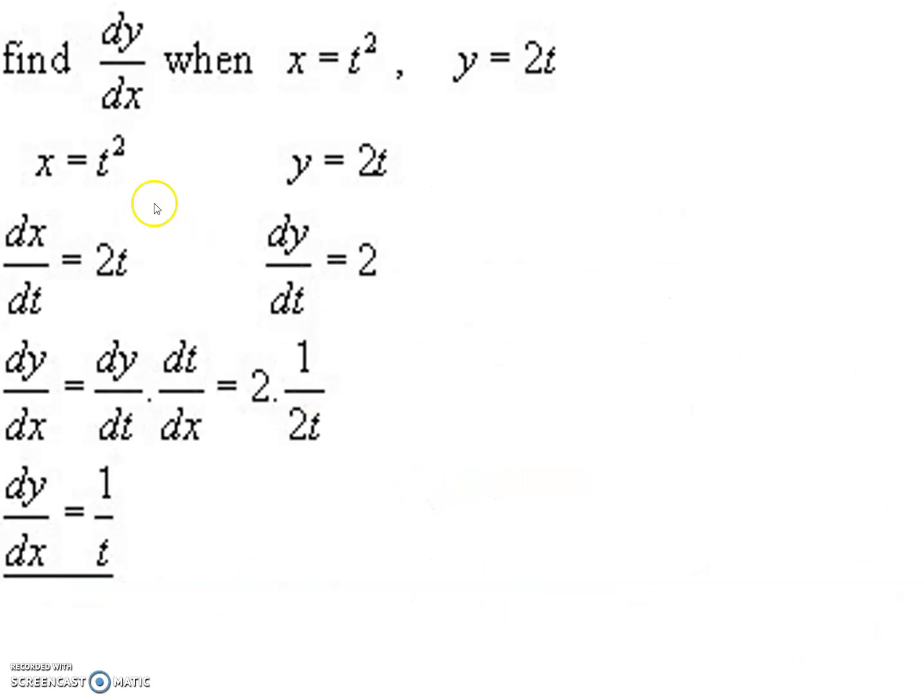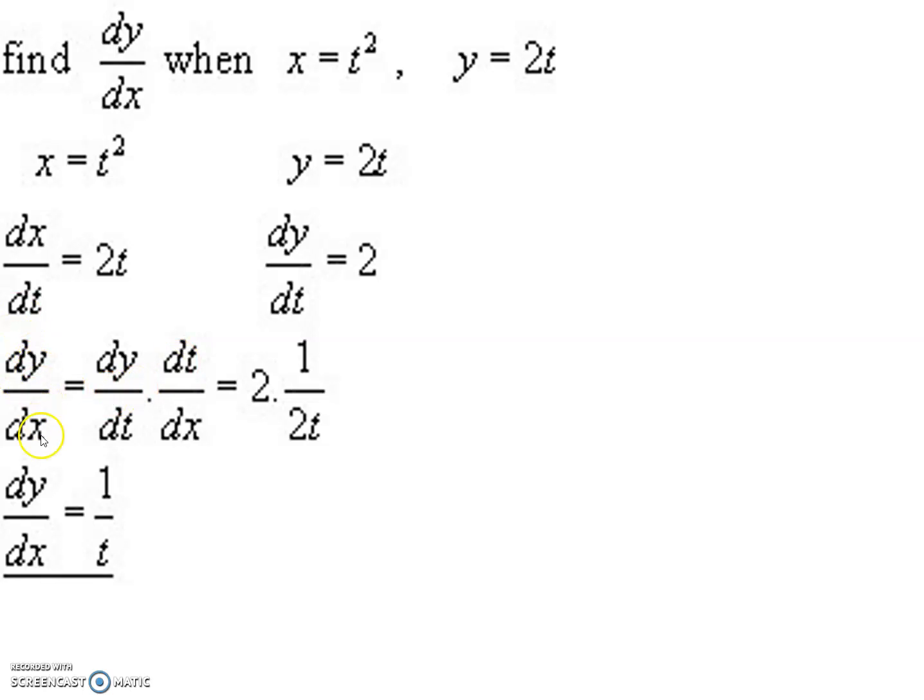In a simpler way we have to find this as a simple pattern. Find dy by dx when x is equal to t square, y is equal to 2t. We have to take the derivative with respect to t. We know that the derivative of x square is 2x, so the derivative of t square is 2t. We know that the derivative of t is 1, so 2 into 1 is 2.